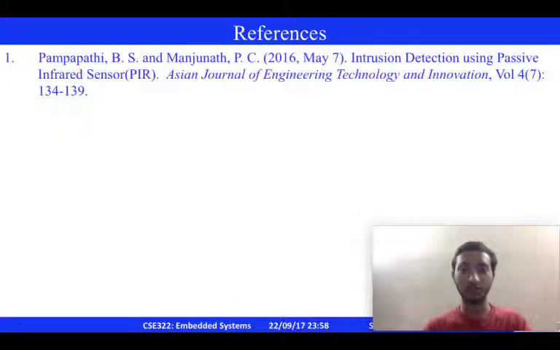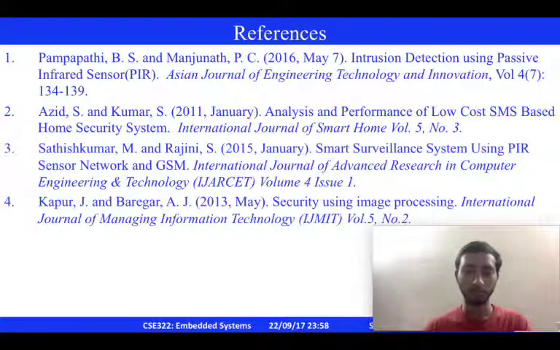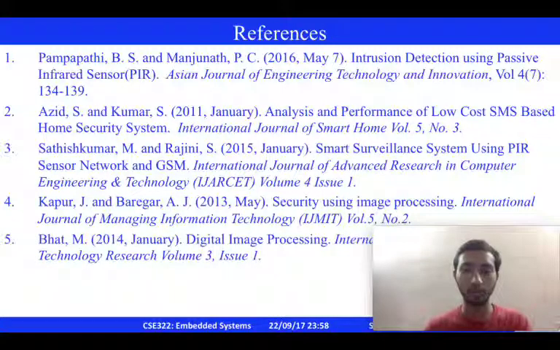And these are the references which we have used, which are going to help us throughout the project. These are the papers which we have been through.